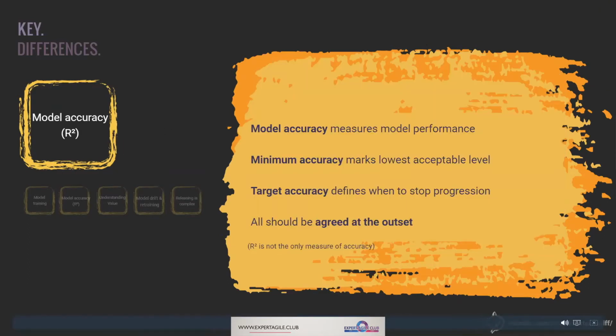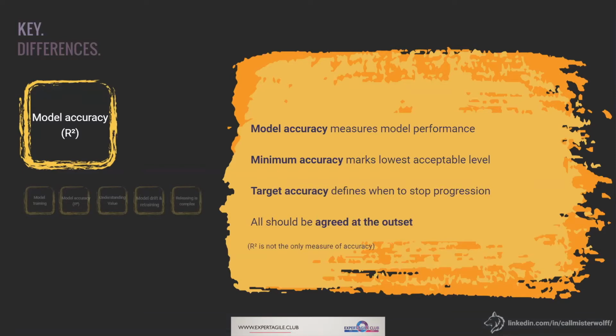Next, we have model accuracy. We've talked about it a little bit up until now in the course of the presentation, but let's get into a little bit more depth. There are three parts to model accuracy. Model accuracy measures how performant a model is. That is, how well it is performing the task that is being asked of it.